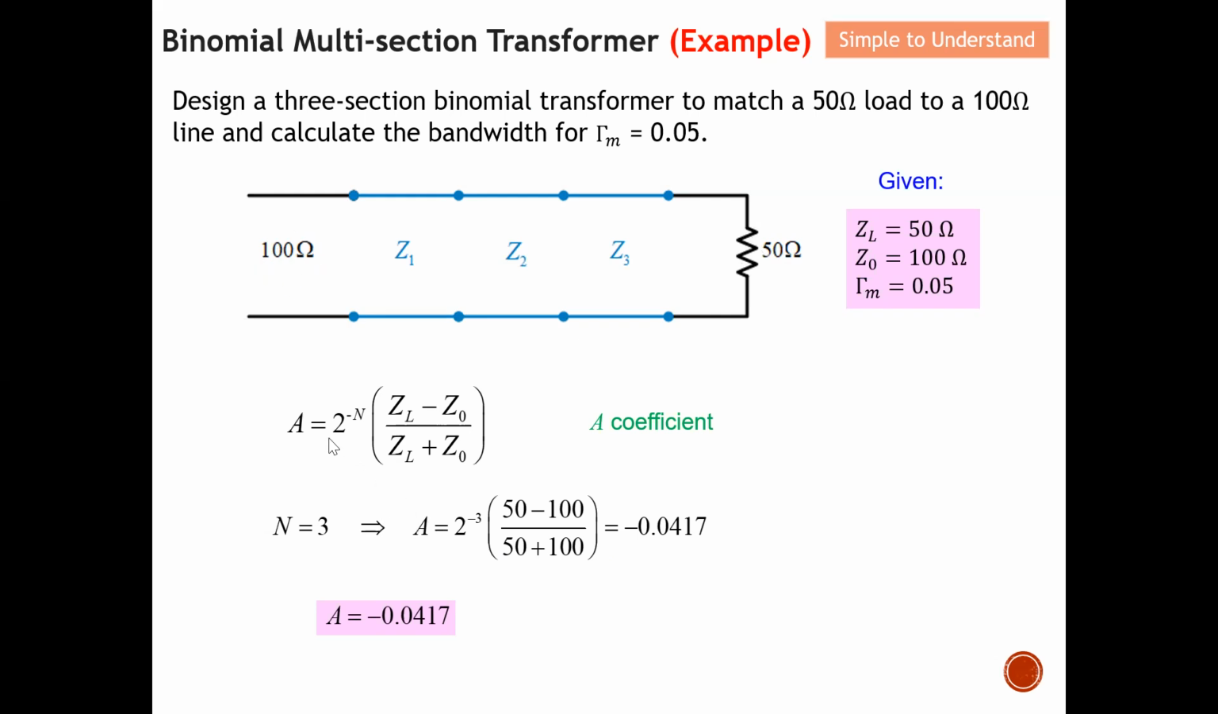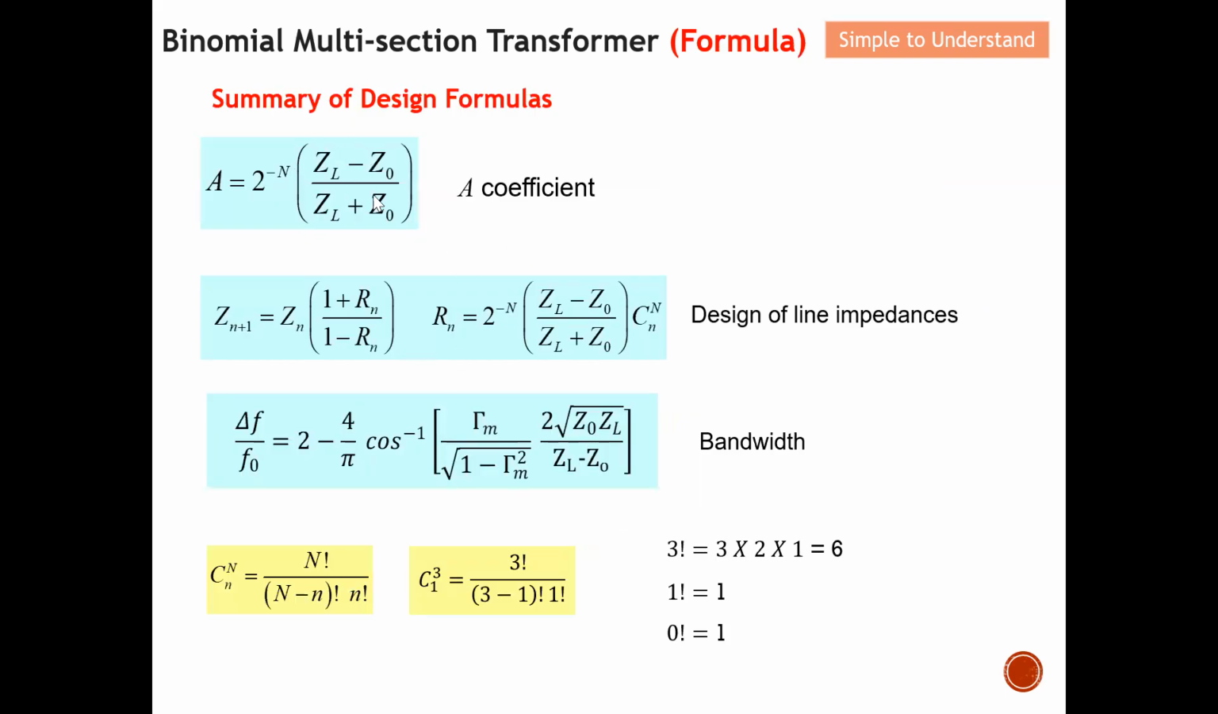So from here, you can see that 2 to the power minus 3, N equals 3, and this is 50 minus 100, etc., which led me to calculate the A coefficient, which equals minus 0.0417. So I made use of the first equation that I shared with you earlier in order to calculate the A coefficient.